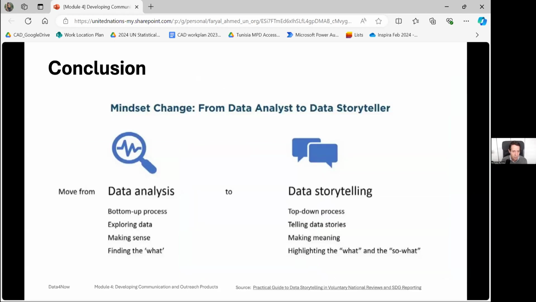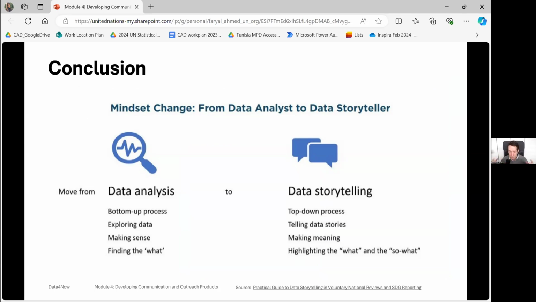And so, in conclusion, I think it's really trying to develop that mindset change. It's going from data analysis, that is a bottom up process, really gathering, if you remember that Lego design, which was really gathering all the data and trying to make sense of the data. In this case, it's really a top down process.